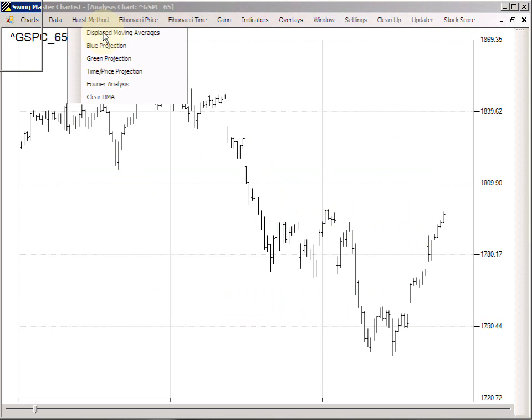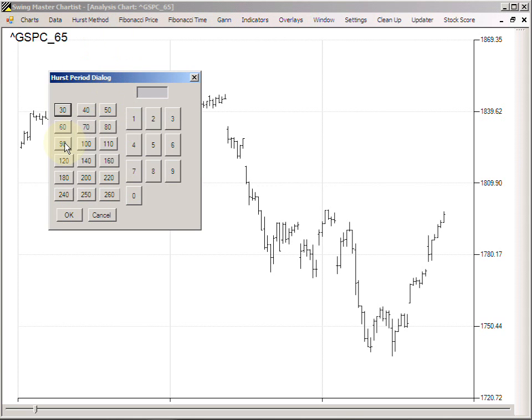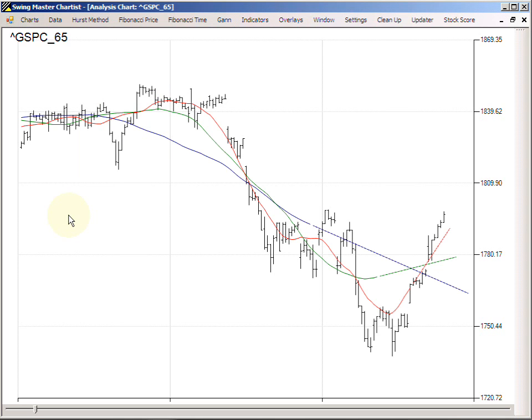Go to Hurst Method, Displaced Moving Averages. Let's pull that into view, and we're going to do an 88 period cycle. 88, click OK. And that puts up the displaced moving averages.